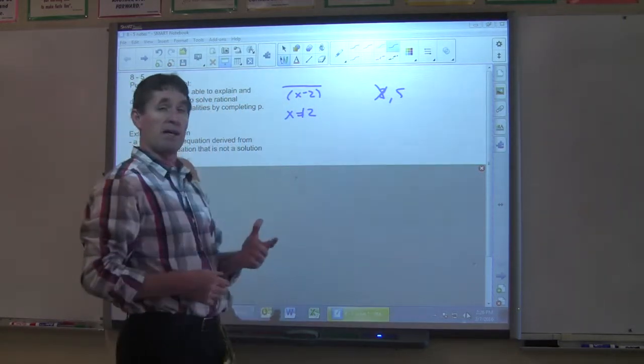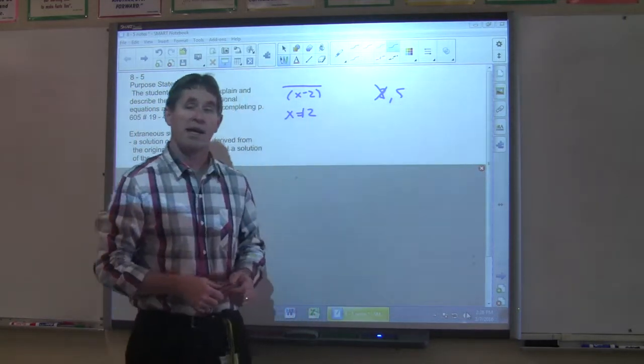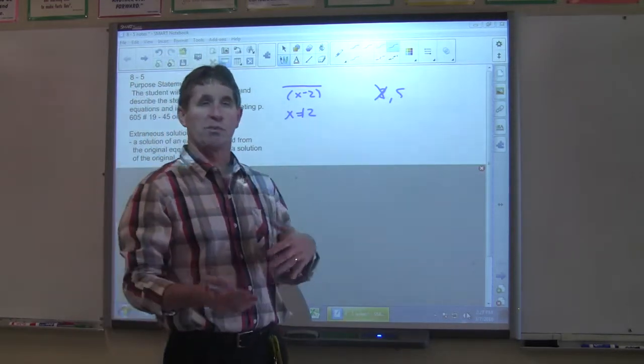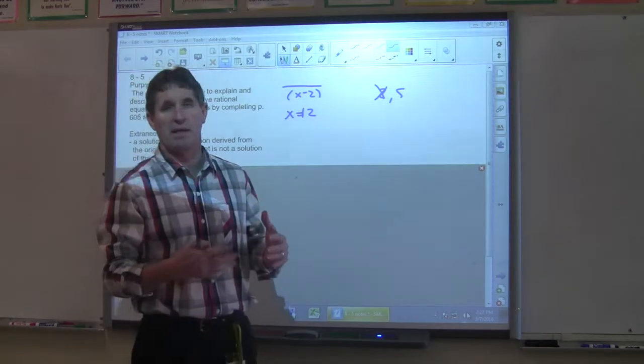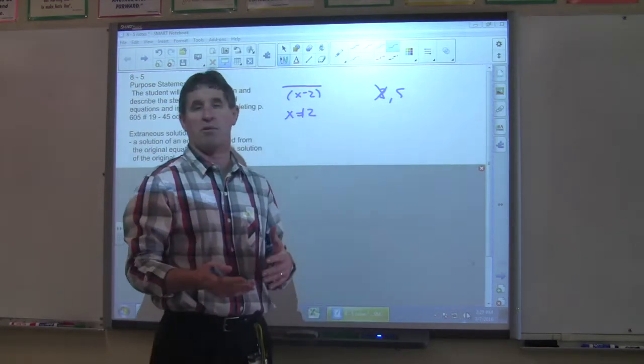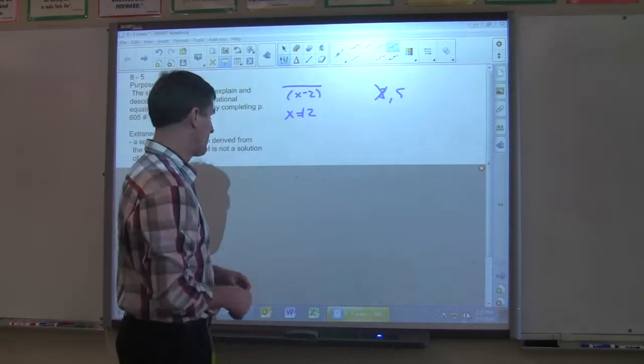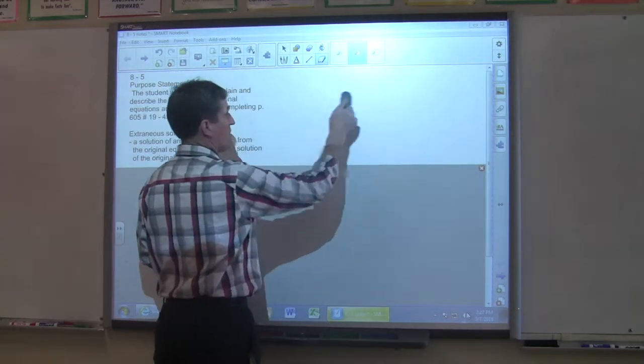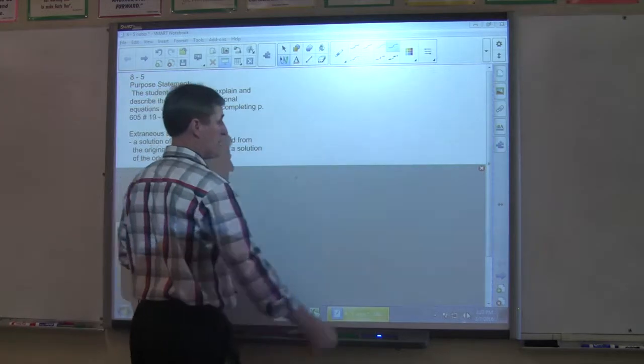Another thing might be, we're going to do some story problems today, and let's say that you're talking about speed, and one answer is positive and one answer is negative. Well, the speed of anything is not going to be a negative number. It can be really slow, but it can't be negative. So those would be extraneous solutions. They work in the equation, but they don't work in the problem.